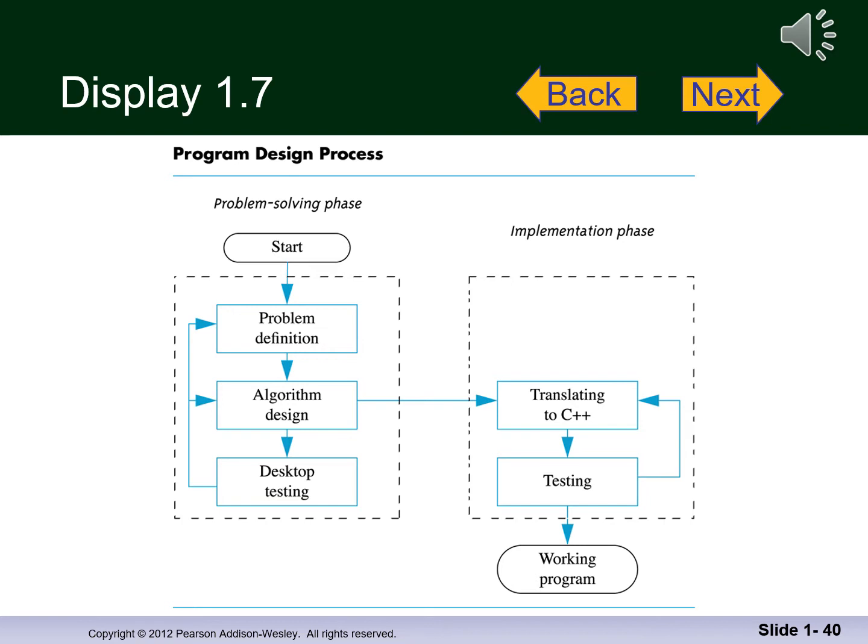But the algorithm design ends the problem-solving phase, and it is the input for the implementation phase, where you translate a fully vetted algorithm into, in our case, a C++ source code file. And then you test it, and you'll find problems, and you go back and you change those problems. You go back to the editor and you modify the program, and you continue testing until you generate a working program.